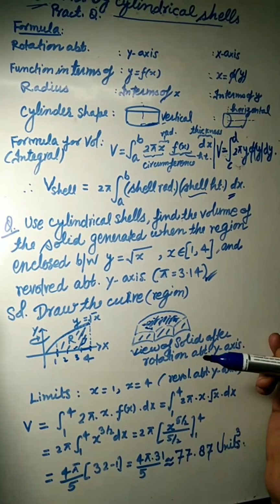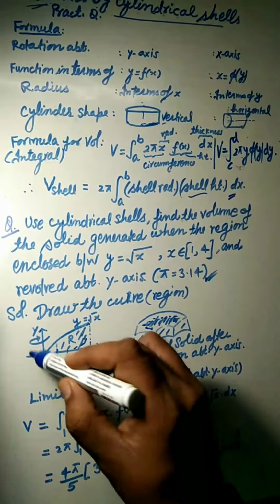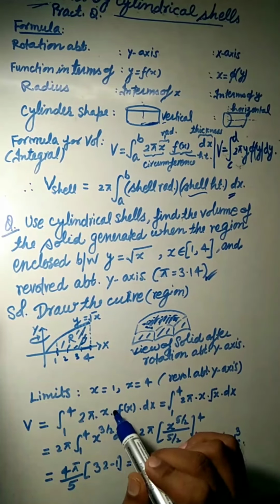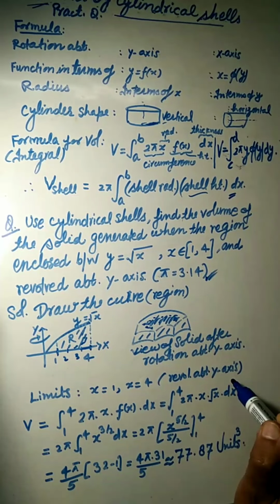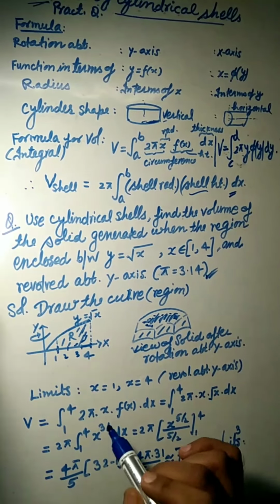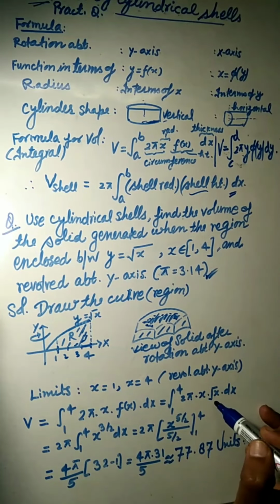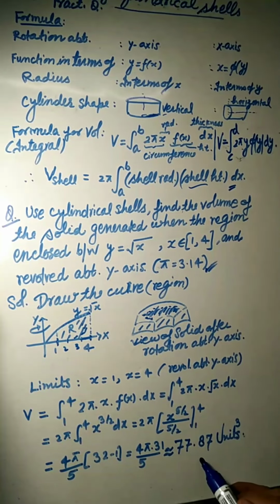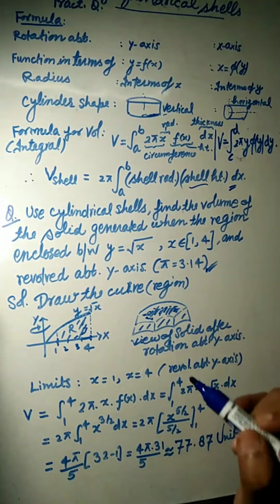This is the solid. So this is the view of the solid after rotation about the y-axis. Now limits of integration will be x equals 1 to 4 and the revolution axis is the y-axis. So V equals integral from 1 to 4 of 2 pi x f(x) dx. On putting all the values, f(x) is root x, and after simplification, this gives us 77.87 units cube. This will be the volume of this function rotated about the y-axis.